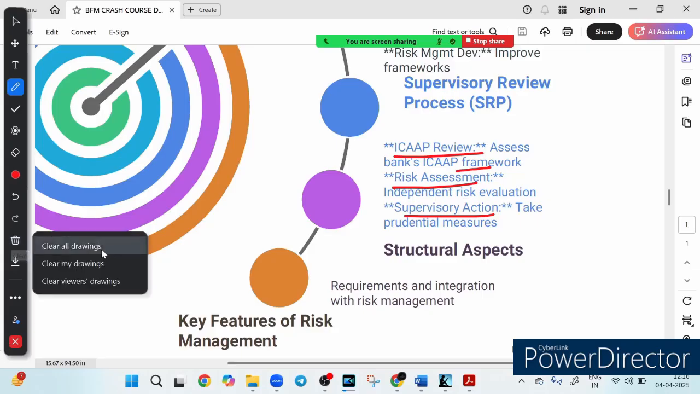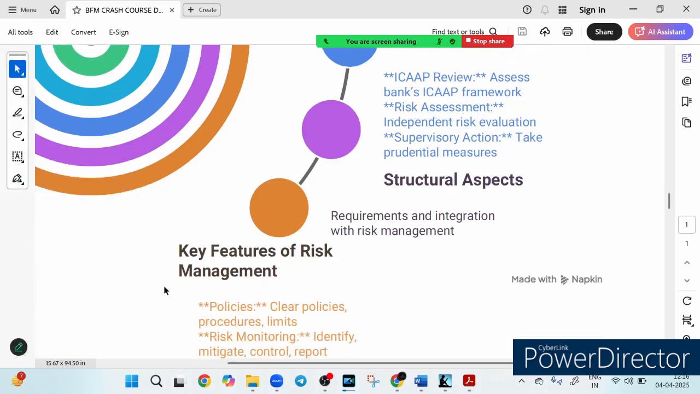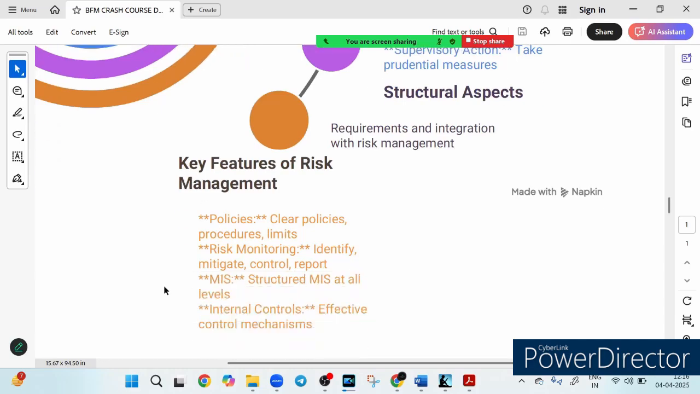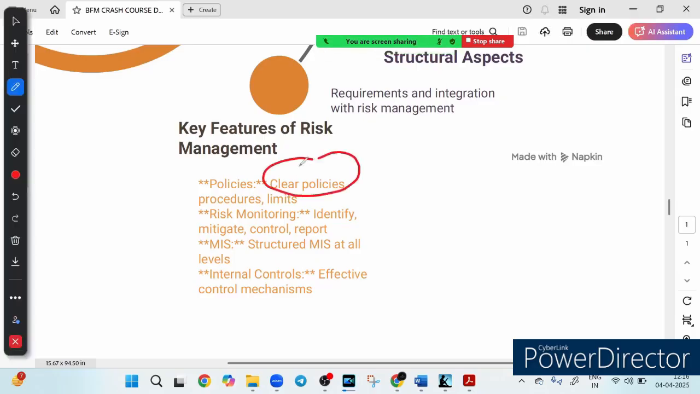If we talk about the structural aspect, for ICAAP to be truly effective, it must be integrated into the bank risk management system. How to integrate it into bank risk management system? So the first way is to have a clear policy. That policy should be clear, which means well-defined guideline, procedure and risk limit. Second thing is risk monitoring, which means continuously identifying, mitigating and reporting the risk.